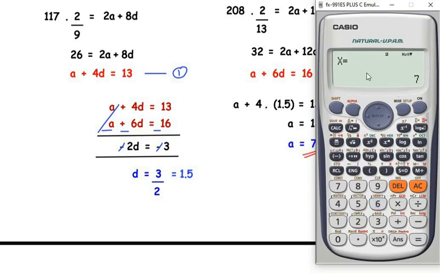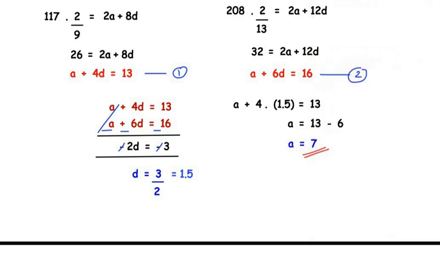So this is going to give us the value of the first term of the sequence as 7 and the common difference as 3 over 2, or we can write it as a decimal, that is 1.5. So if you want to use the elimination method, you can use this, or using a calculator also you can get the direct values for the first term of the sequence and the common difference.